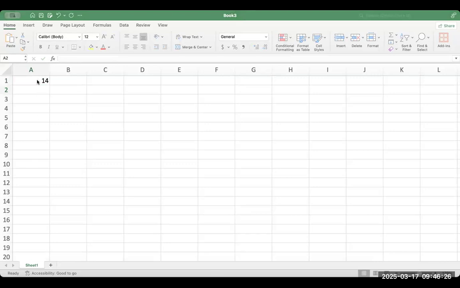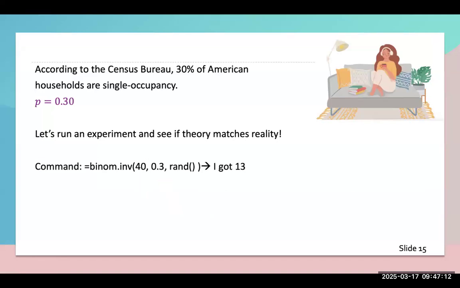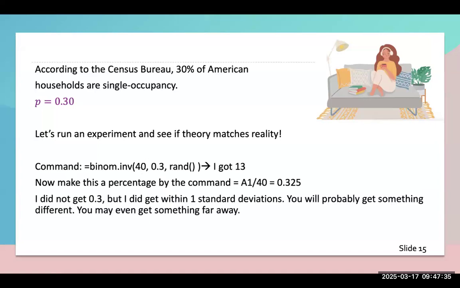You can keep running this and you can get different numbers. Sometimes it'll be close to the mean, sometimes it'll be far away. What I want to do next is create a histogram of this. So when I ran this earlier, I got 13. And I can make this a percentage by using the command equals, and then I click on the cell and divide by the total. And when I had 13, I got 32.5%. So for that particular sample, 32.5% of them were single occupancy.